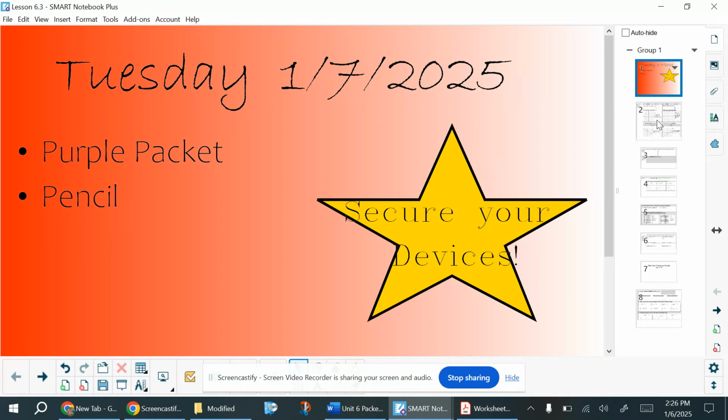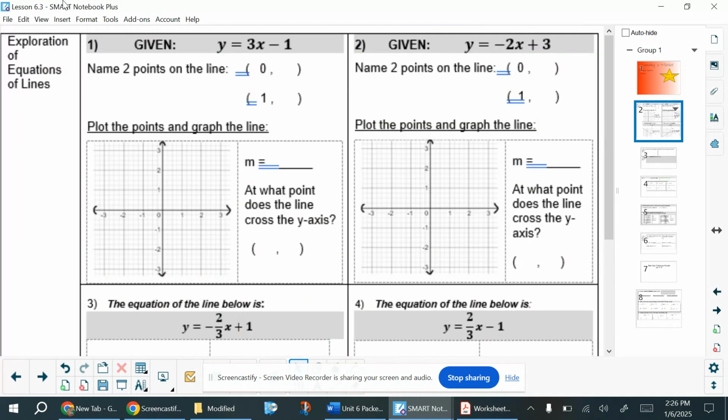we'll get started here. So on the first section here, we're going to be looking at an exploration of equations and lines and kind of how the equation is related to the line. The first thing it's going to ask you to do, and all these questions at the top here are the same, is name 2 points on the line.